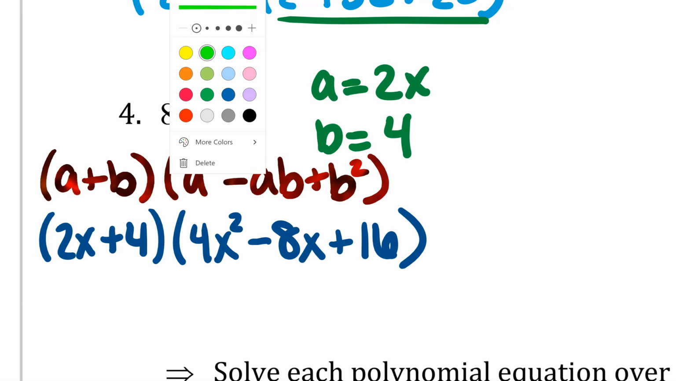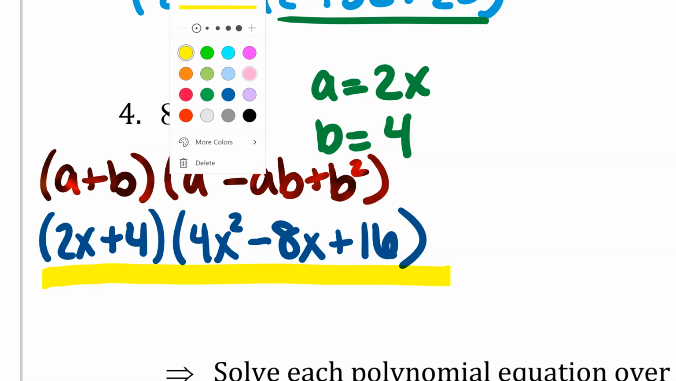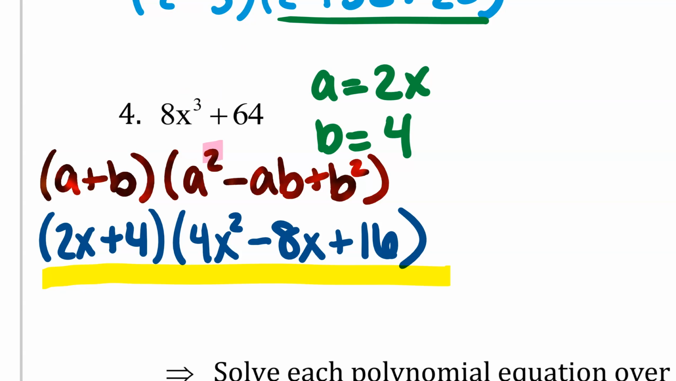Okay, here's my answer on number 4. You should have gotten this: 2x plus 4 times 4x squared minus 8x plus 16. Now remember, on these where it has a squared and b squared, you have to remember to do this squared and this squared. That's where I see a lot of common mistakes in this unit, is you forget to square the first and the last in your second parenthesis. So make sure you do that, please.